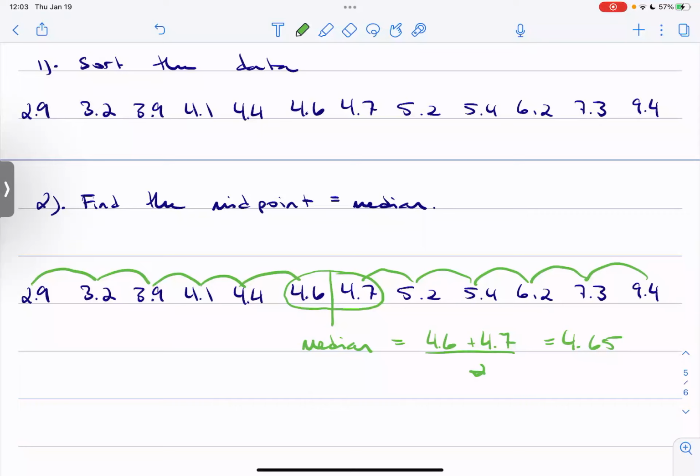And so here, you're going to count in from both sides, or boop in from both sides, to find the central value.